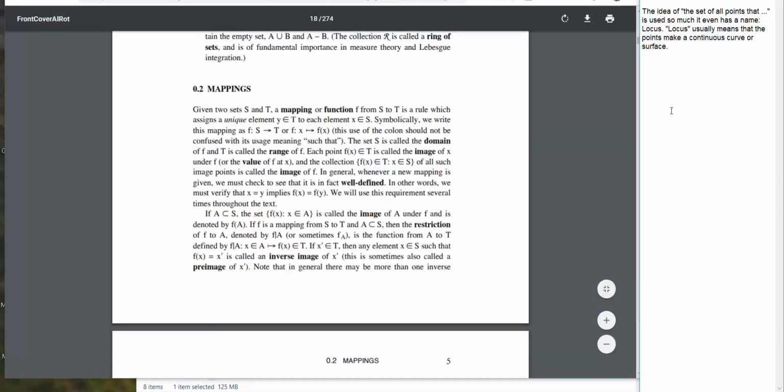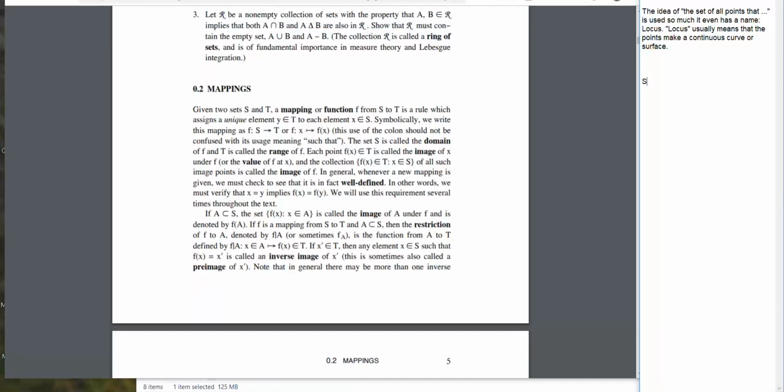So let's revise that again. We have S and T, these are two sets. A mapping or a function f from S to T is a rule which assigns a unique element y belonging to T to each element x belonging to S. So that's basically what mapping is.